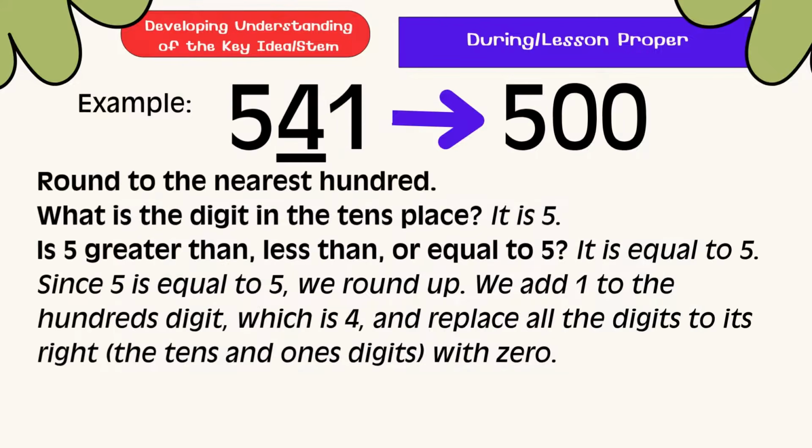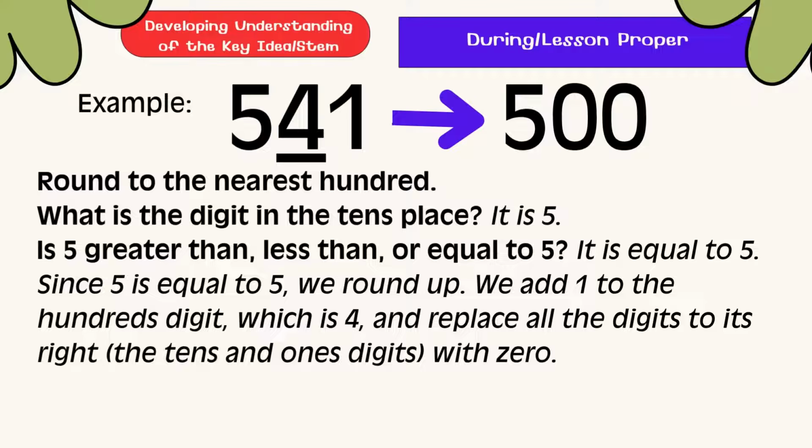541, round to the nearest hundred. What is the digit in the tens place? Correct. It is 5. Is 5 greater than, less than, or equal to 5? It is equal to 5. Since 5 is equal to 5, we round up.